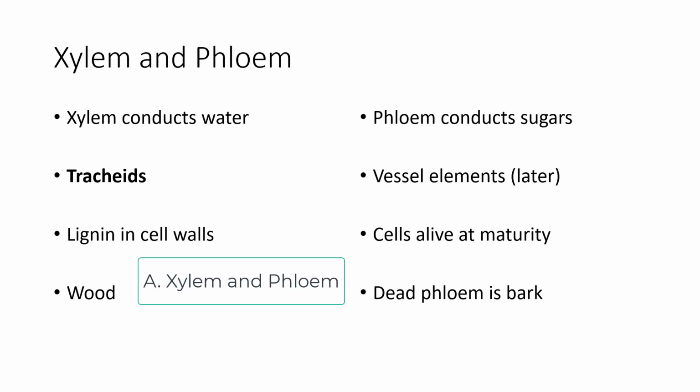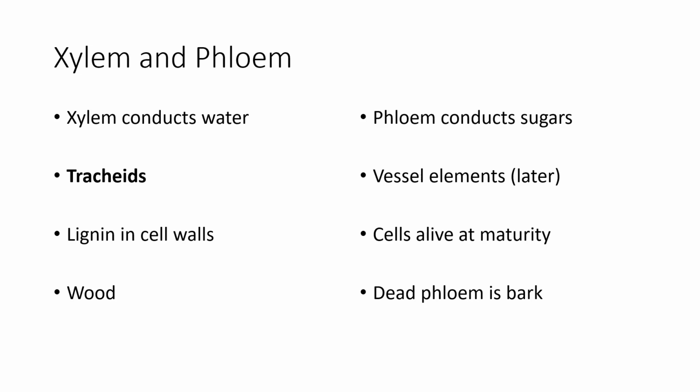First off, xylem and phloem. Xylem are these cells that conduct water. They are dead when they are mature. And the first ones we're going to look at are tracheae, these long cells that have pits on them. Again, we're going to look at xylem in more detail later. And tracheae are able to move water around the plant.